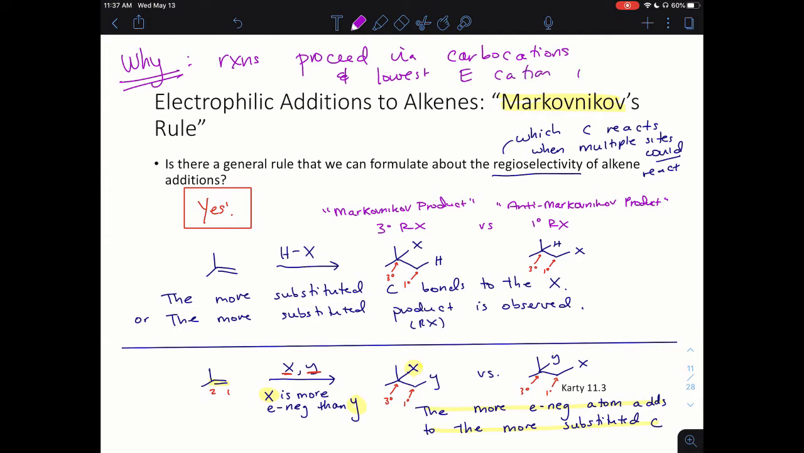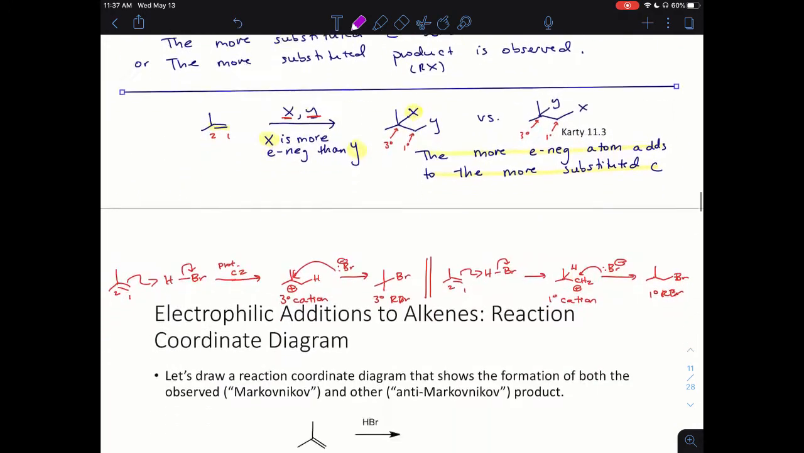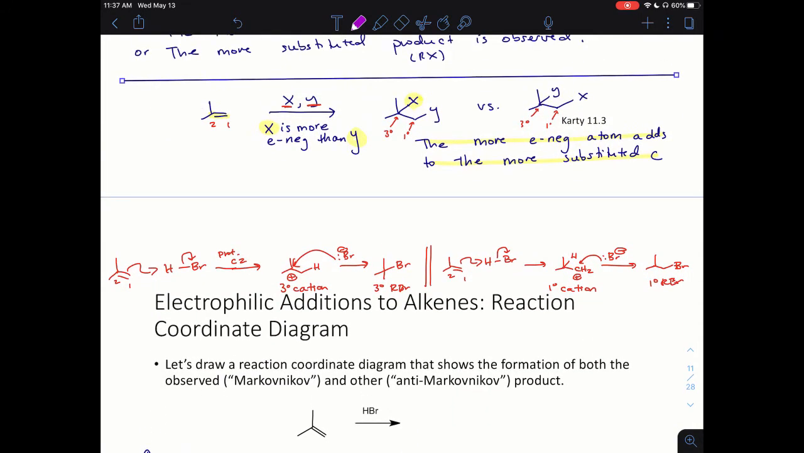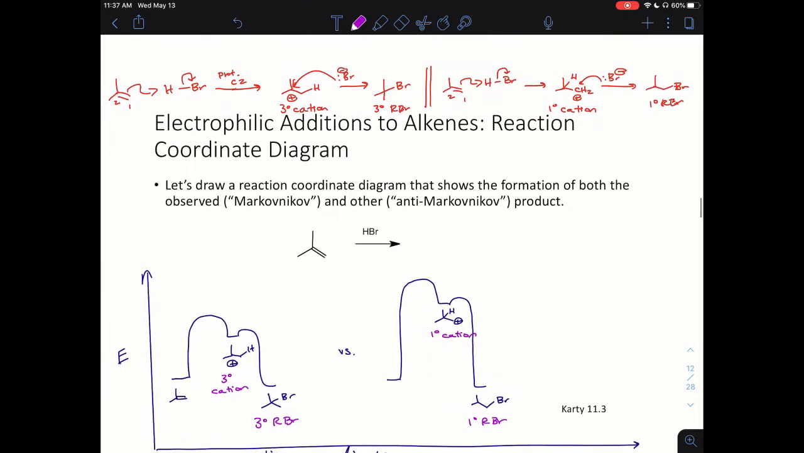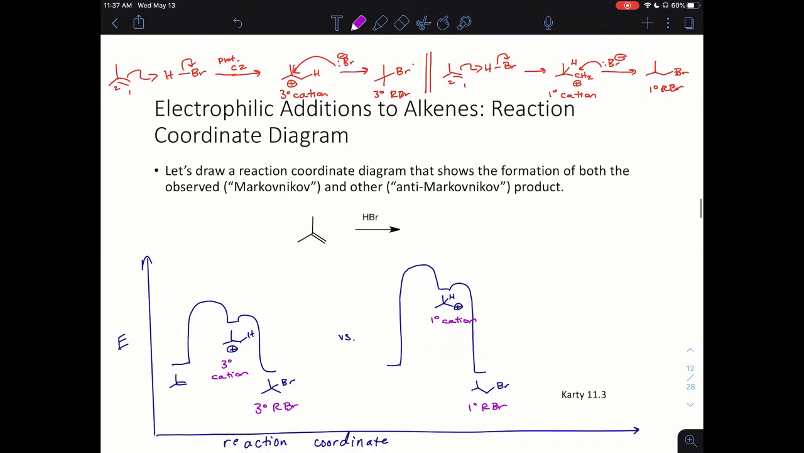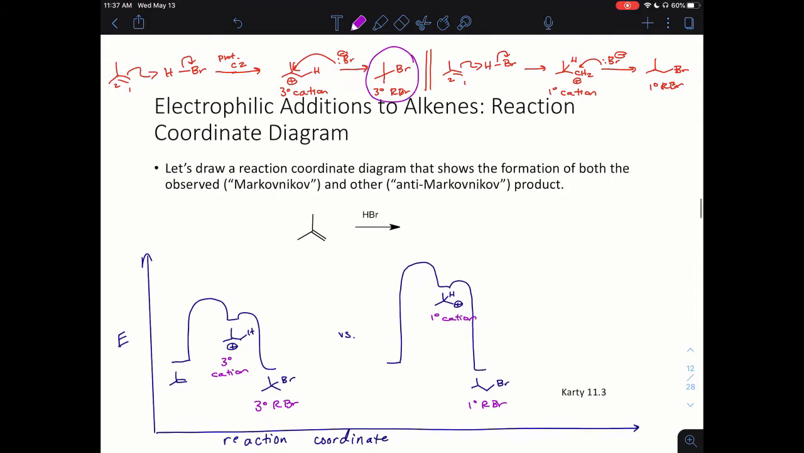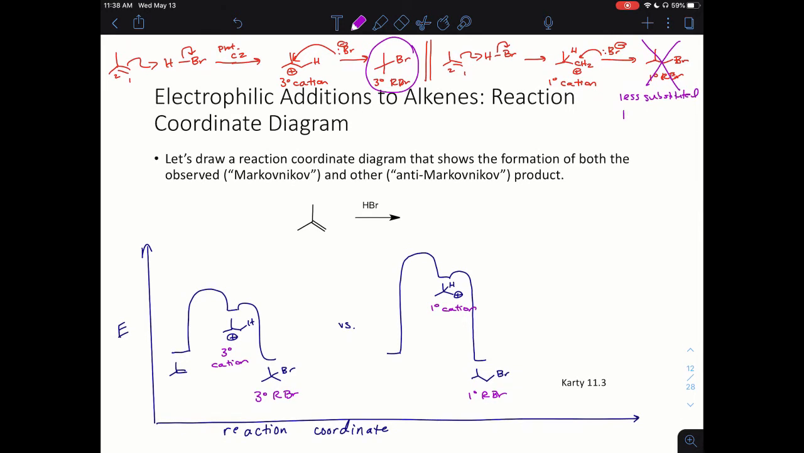Let's go ahead and look at the reaction coordinate diagram for this. So first, I've drawn out the two mechanisms. The mechanism on the left is to make the Markovnikov product, the product that is observed. And the mechanism on the right is to make the anti-Markovnikov, the less substituted product, and that is not observed. And then on the reaction coordinate diagram, I've put all the intermediates and the reactants and the products. I just haven't put the curved arrows. I'm also not going to write out Markovnikov ever again. So anti-Mark.